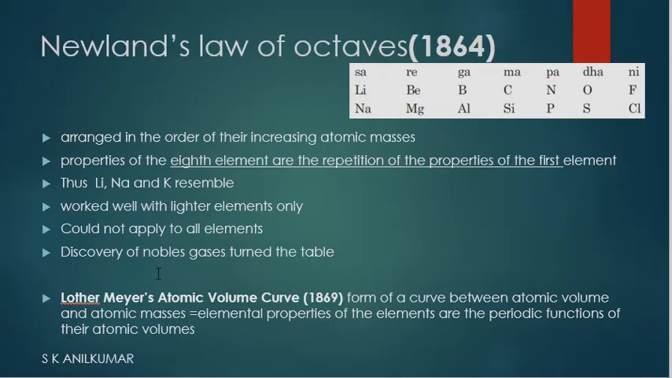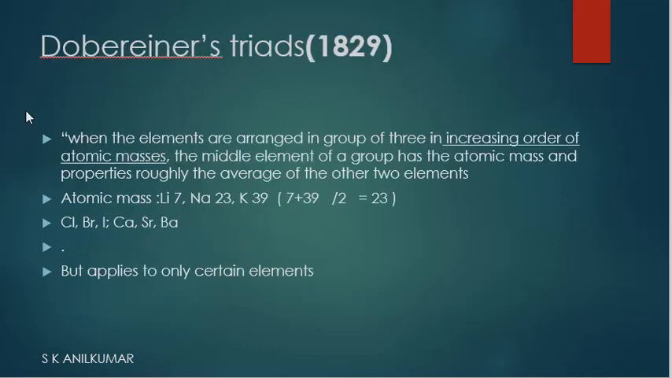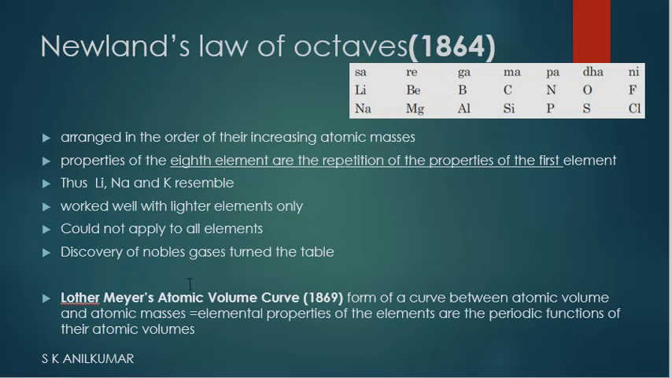Then came Lothar Meyer's atomic volume curve. What did he say? He formed a curve between atomic volume and atomic masses, and on that graph he placed the elements, saying the properties are a periodic function of atomic volume. So the first two, Dobereiner and Newlands, were looking at atomic masses. Then Lothar Meyer came and said it is a function of atomic volumes.